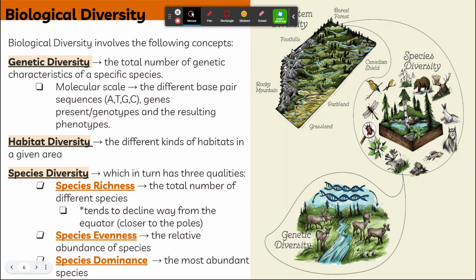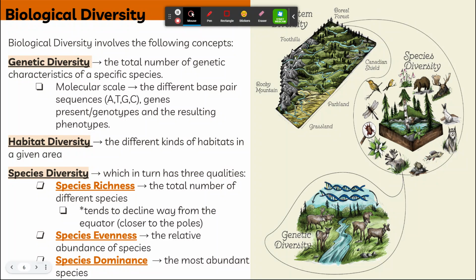And then species diversity, which in turn has three different qualities. The first is species richness, which is the total number of different species present, not the total number of individuals, but the total number of different species. So, like having 5 different species of tree versus only having 2 different species of tree. It's the total number of different species.